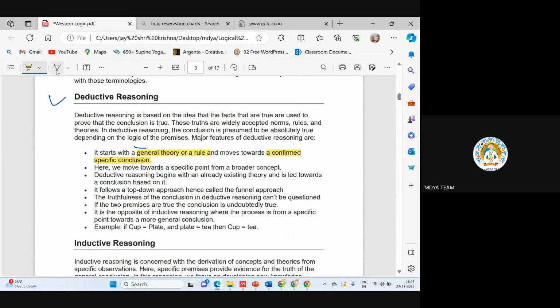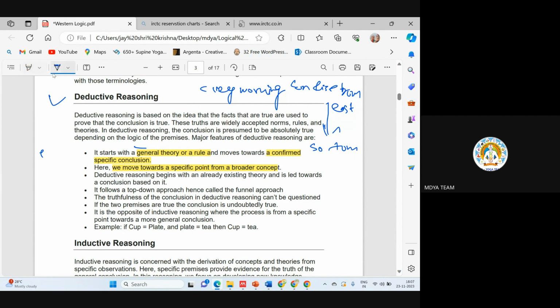statement. For example, it can be like this: every morning, sun rises from east. This is a general theory or rule. So tomorrow morning also sun will rise from east. So this is deductive reasoning. You start with a general theory and you move towards a particular or specific conclusion. We move towards a specific point from a broader concept.